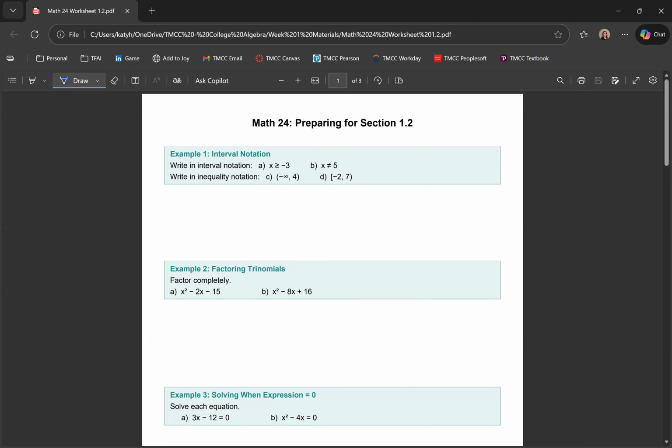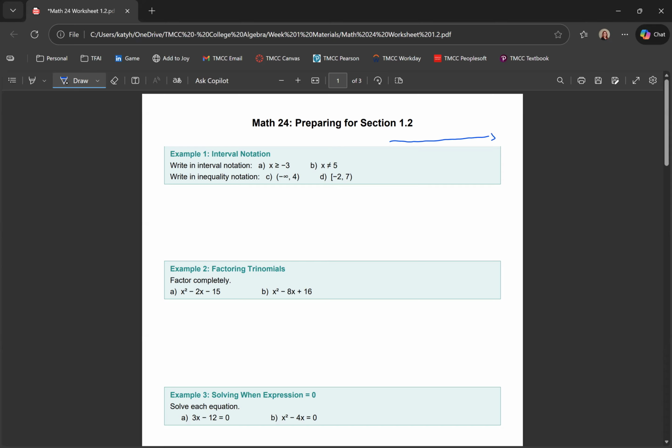Today we're talking about the material for section 1.2 of the course. This is the Math 24 section in order to get us ready for the 124 section. So to start, we're going to talk about interval notation. Now, interval notation is basically a subset of the number line.